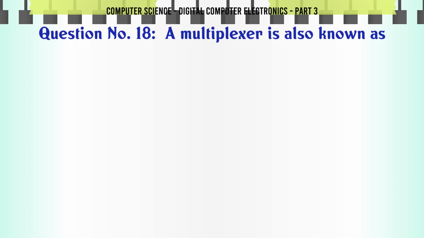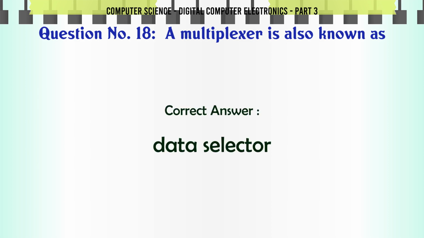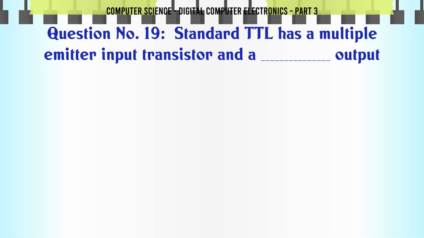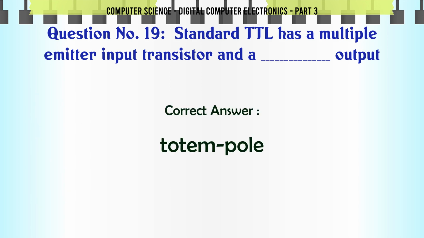A multiplexer is also known as A. Coder. B. Decoder. C. Data selector. D. Multivibrator. The correct answer is data selector. Standard TTL has a multiple emitter input transistor and an output. A. Totem pole. B. Bipolar. C. Register. D. Transistor. The correct answer is totem pole.